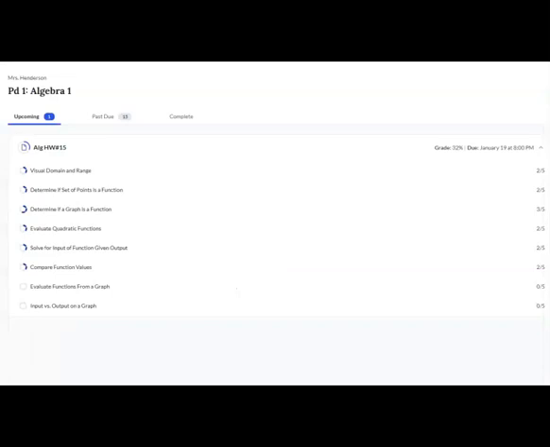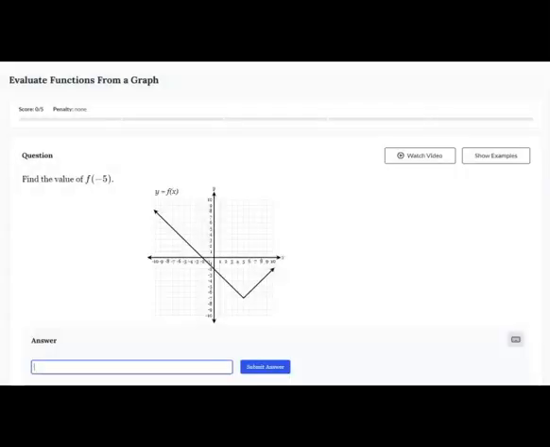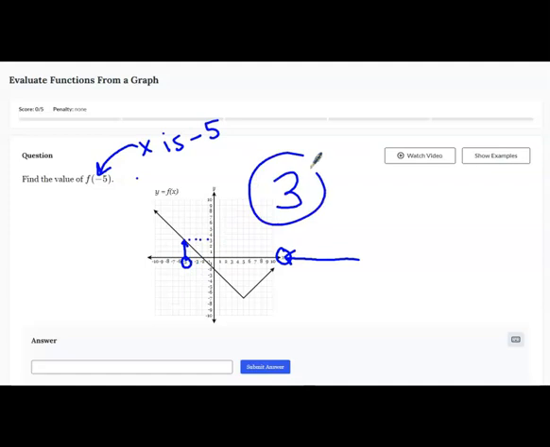Let's take a look at the next topic, evaluating functions from graphs. Now this one can be a little tricky, but remember, when a number is inside the parentheses, it is the x value. So we're going to go to the x-axis, find the number -5, and then once there, we will move up and down the y-axis to find the y value. It looks like the graph crosses at y equals 3 when x is -5. So when the input is -5, the output of the graph is 3.